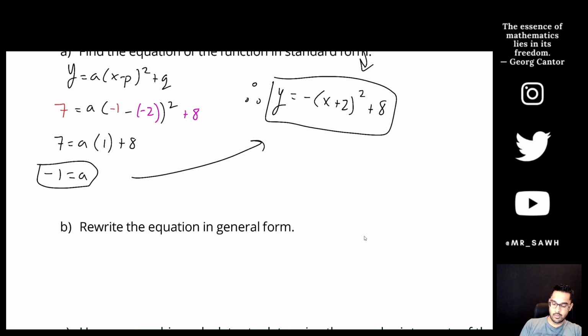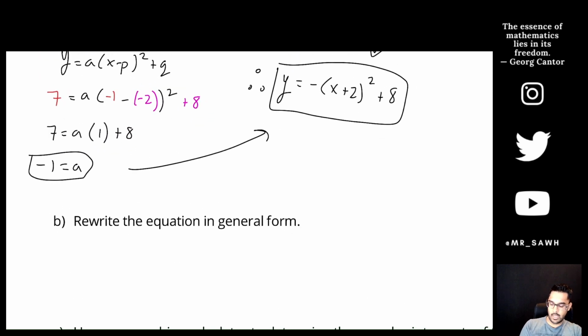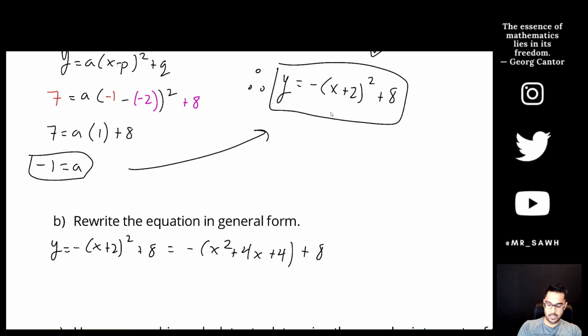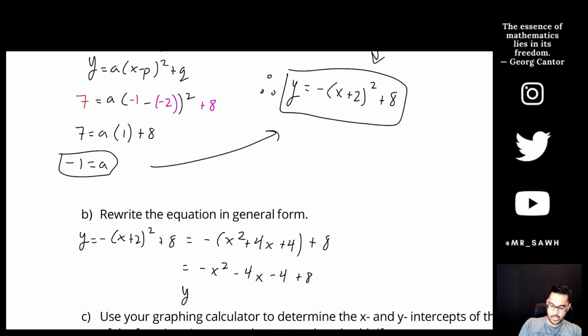To rewrite it in general form, we'll undo all that work we did to get there, multiply everything out. So if I multiply out the brackets using my perfect square technique, I know that I've got x squared plus 4x plus 4, plus 8 is still on the end, so -x² - 4x - 4 + 8. So I know that y should equal -x² - 4x + 4. Okay, so there's my general form.